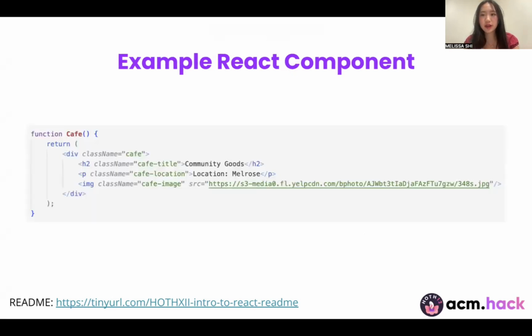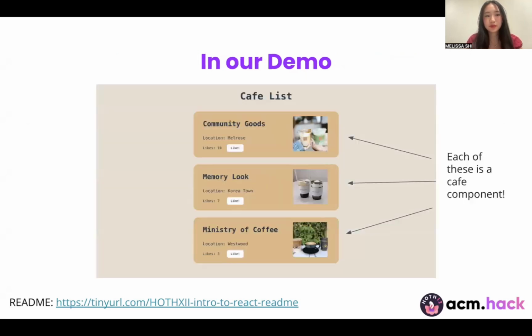So this is an example React component. It is a JavaScript function, but it returns HTML code. Right here, this is a component for a cafe. It has the cafe title, which was Community Goods, the cafe location, and a cafe image. In our demo, each of the three cafes is a component, because they use very similar code and very similar style.